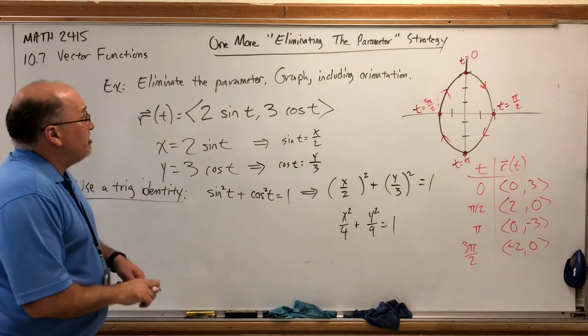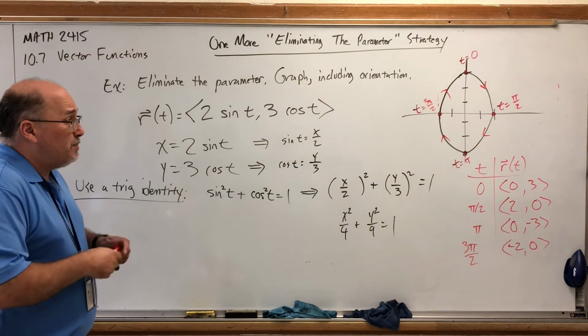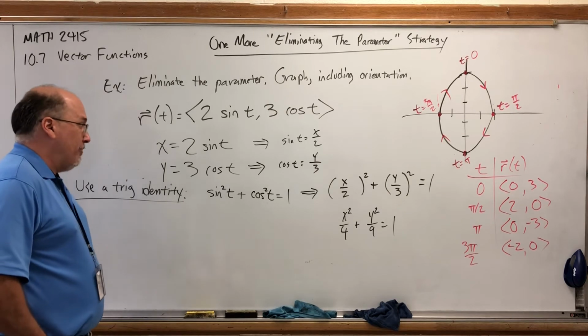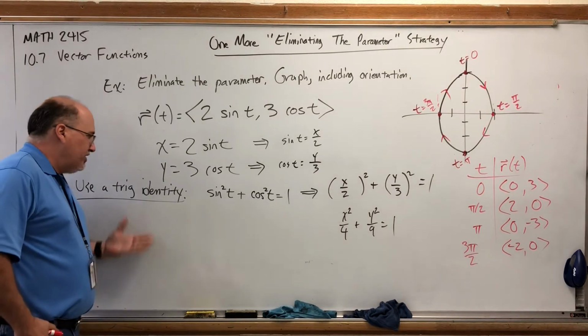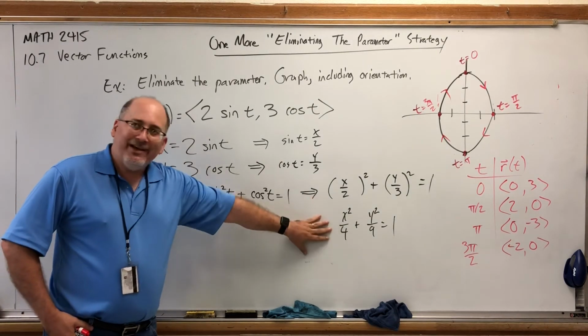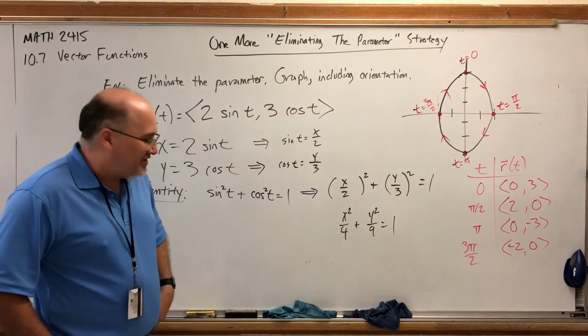So yeah, sometimes it's easier to graph the space curve generated by a vector function by first eliminating the parameter, which in this case we did thanks to a trig identity connecting these two trig functions, and then looking at the rectangular equation and saying, I know what that is, that's an ellipse.